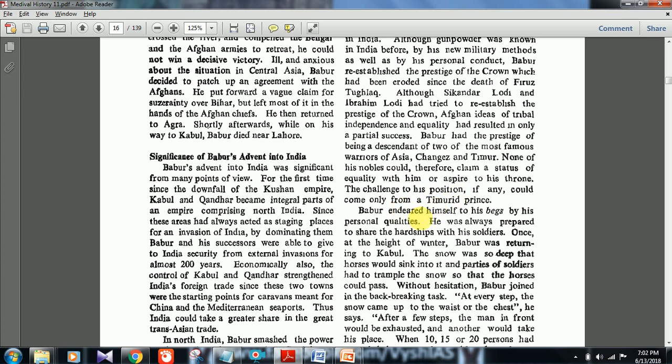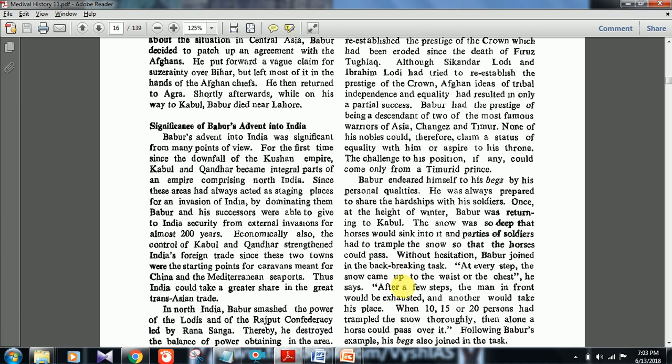Babur endeared himself to his Beks by his personal qualities. He was always prepared to share the hardship with his soldiers. Once at the height of winter, Babur was returning to Kabul. The snow was so deep that horses would sink into it, and parties of soldiers had to trample the snow so that the horses could pass. Without hesitation, Babur joined into the back-breaking task.